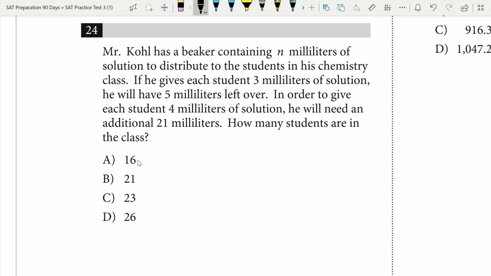Today we're going to be spending about 20 minutes in the math section and then about half an hour with the SAT reading section. So what we're going to be doing in the math section today is going through problems 24 through 30 of SAT Practice Test 3.